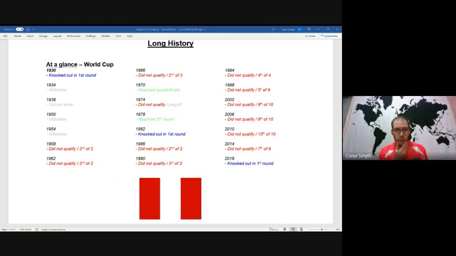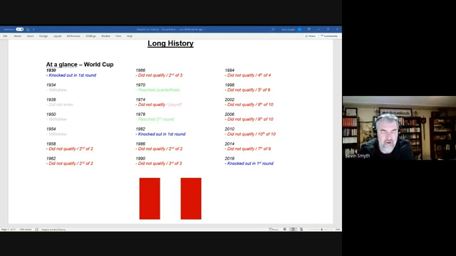I found Peru to be a very entertaining team at the 2018 World Cup. They dominated their opening game against Denmark and actually missed a first half penalty and ended up losing 1-0. And then they lost by the same scoreline to France, but they gave France a good game. They beat Australia in their final game, so they got the points they kind of deserved, but they'd already been eliminated at that point.